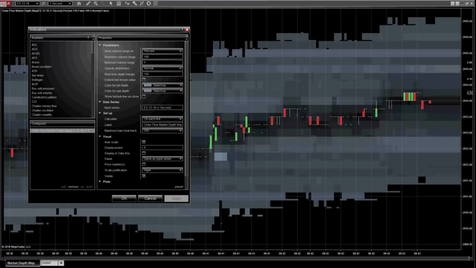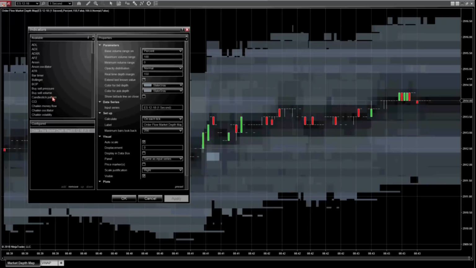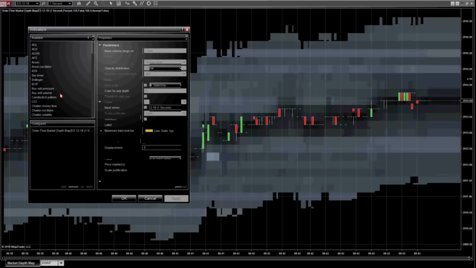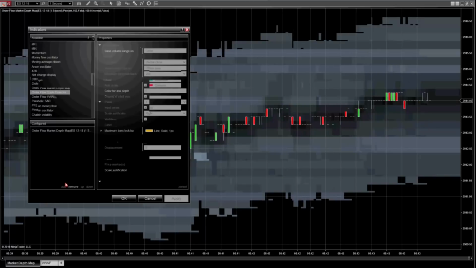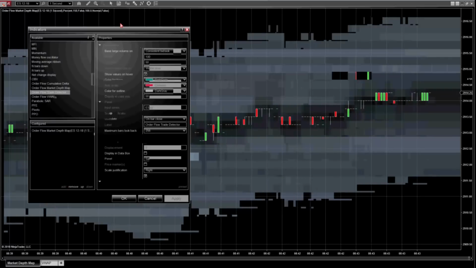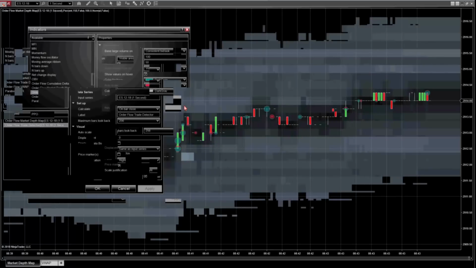And we'll go ahead and move to the trade detector section of this webinar. So I'm going to add that to the chart we're currently viewing. So I'll select the order flow trade detector from the available menu and click the add button and then apply to apply the indicator to the chart. Now we have the trade detector being plotted on the chart we're viewing.